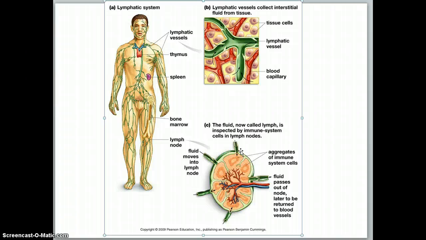So if you ever feel that swollen gland on your neck, that's usually your lymph nodes. That's where all the B cells and the T cells congregate, and they tend to get very swollen when you're fighting something off, because the B cells and T cells are rapidly dividing. I think that is everything on the immune system for now.